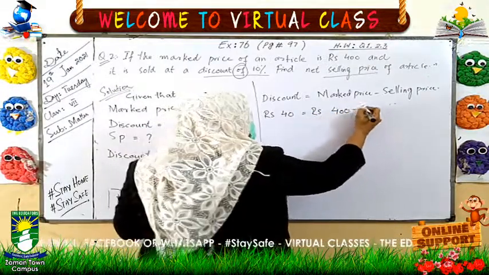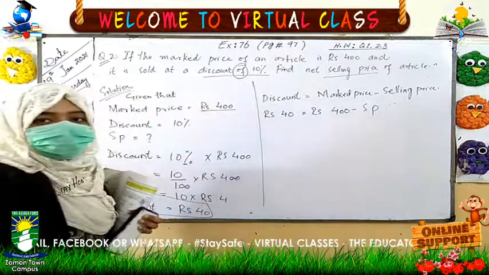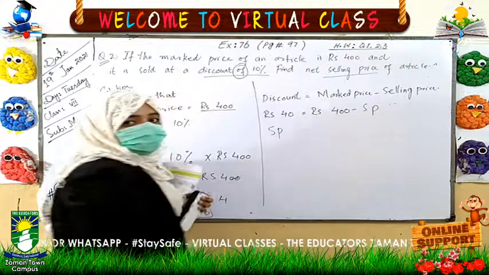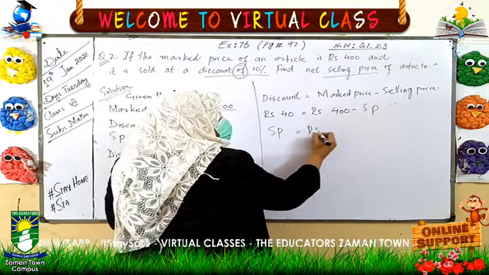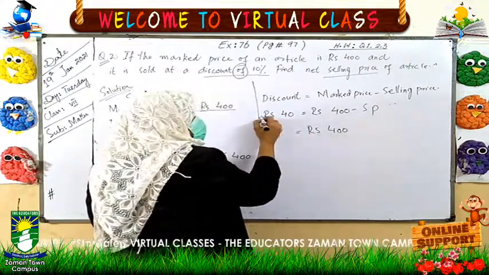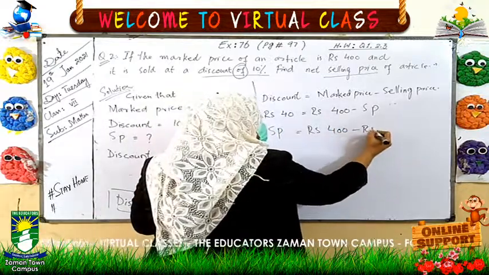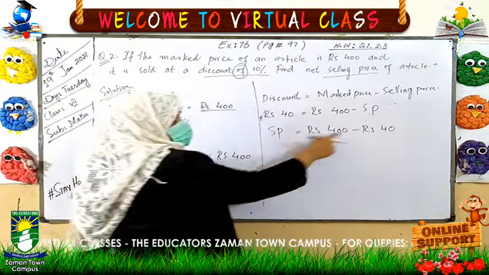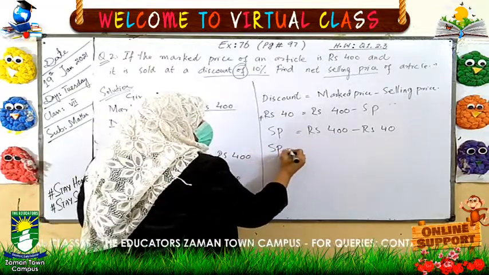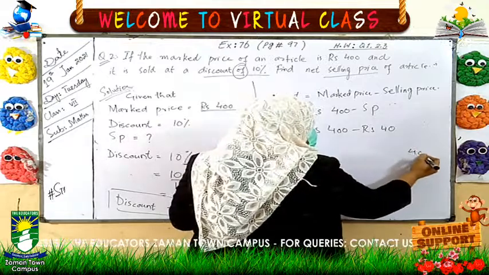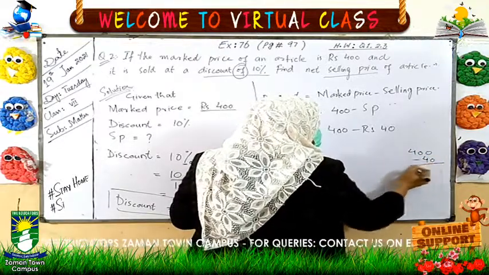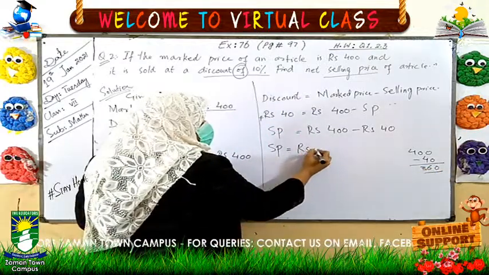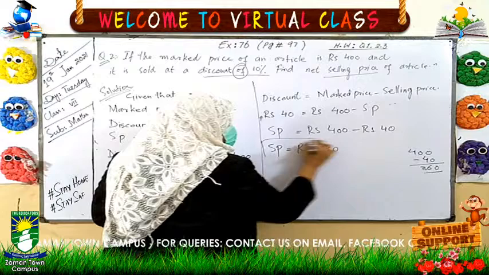Rupees 400 minus selling price. This minus selling price, when we come here, it will be changed into plus selling price. We will have rupees 400 plus rupees 40. When we move there, it will be changed into minus rupees 40. Now 400 minus 40. When you subtract it, you will get 360. So selling price will be rupees 360.